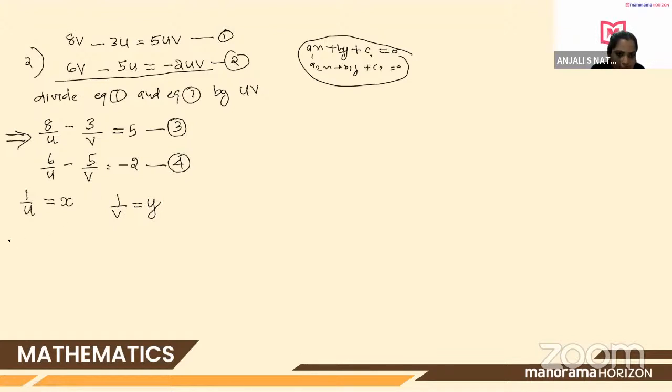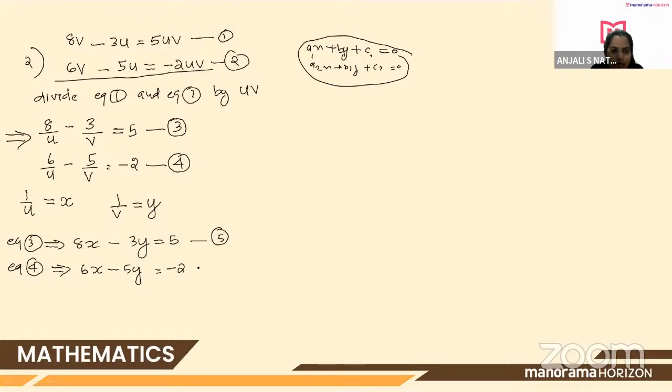Then equation 3 becomes 8x minus 3y is equal to 5. Now this is a linear equation, right? So 3 and 4 also are linear equations, and for more convenience we take them in x and y. And equation 4 becomes 6x minus 5y is equal to minus 2. We can take them as equation 5 and equation 6.